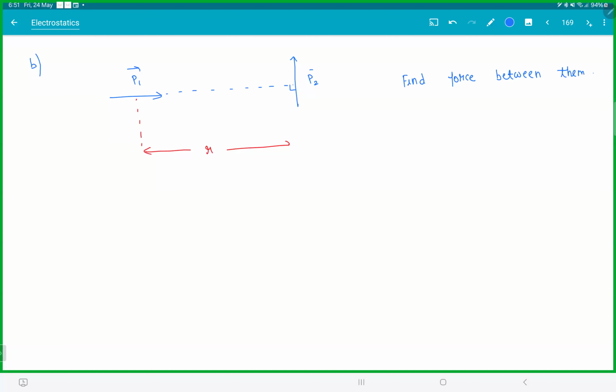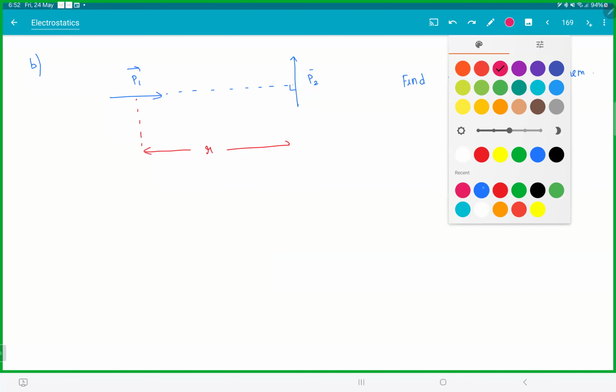Same technique. Try it, I'll give you a minute more. Just to give an idea, what will I do? See, don't take P1 here. That's a bad idea. Why? P1's field here will be this way and this way, and this field will be this way, this way. That is more complex to study. This time, choose P2 as reference.